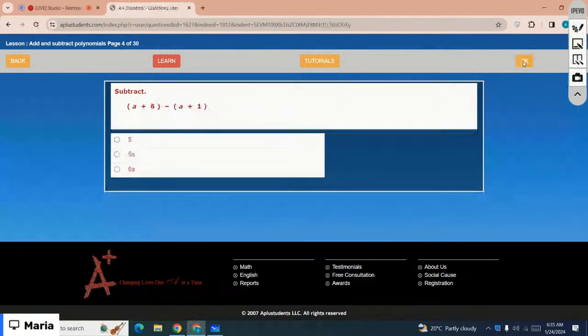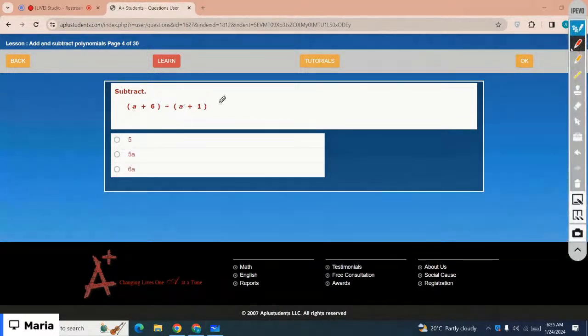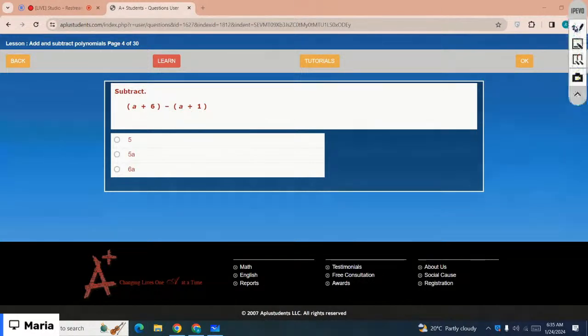The next one is a plus 6 minus a plus 1. Again, you have a negative sign. So keep this important thing in your mind. Whenever you have a negative sign, that negative sign changes all the signs here. That is negative a, negative 1, right? Both of them are positive, so the negative sign makes them negative, right? Then a minus a is 0 and plus 6 minus 1 is 5. So the correct option is 5. Option number 1 is the correct option. That is just a 5, right?